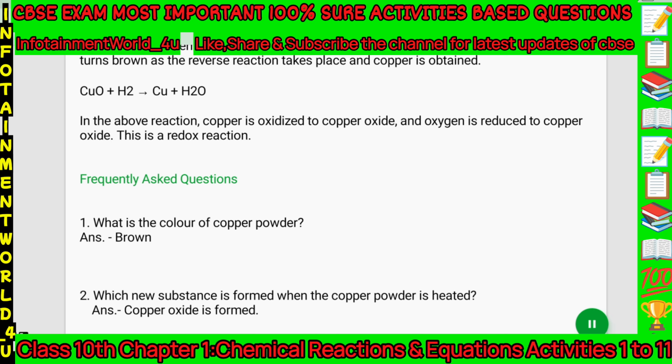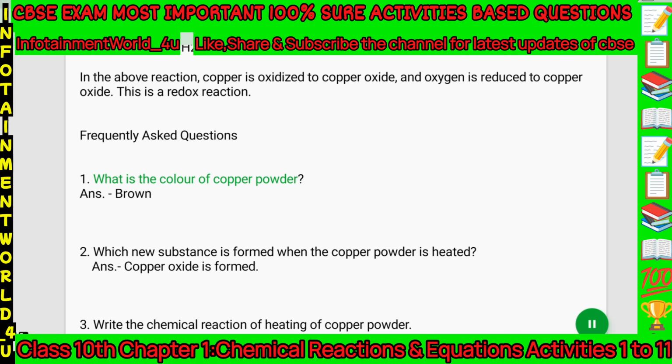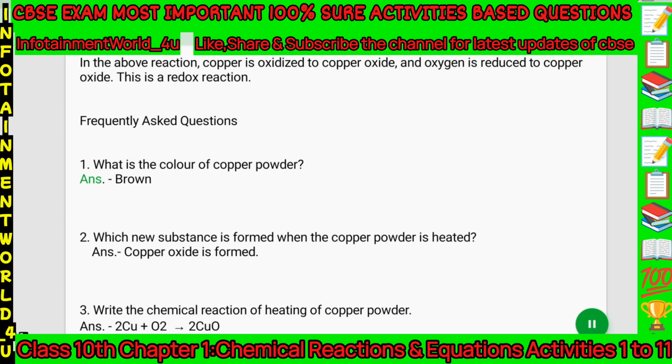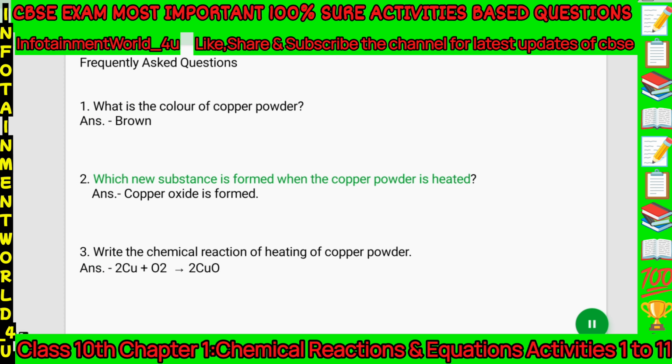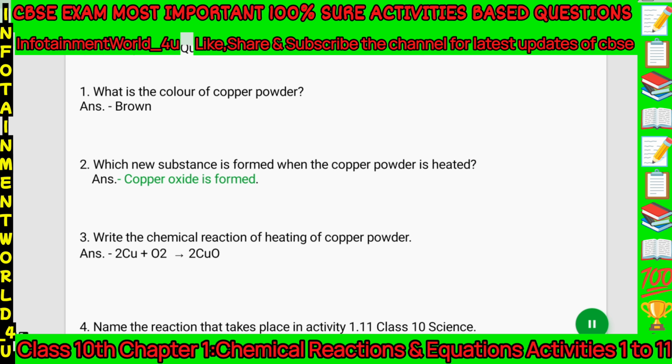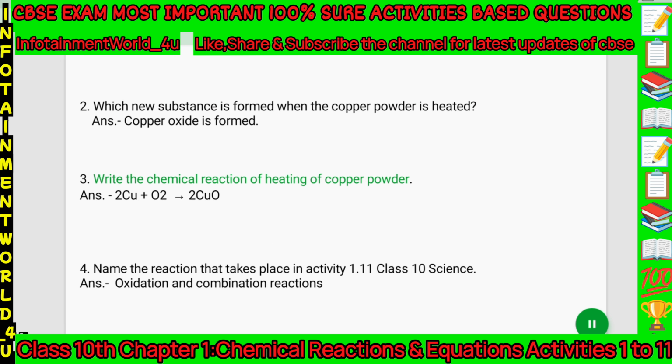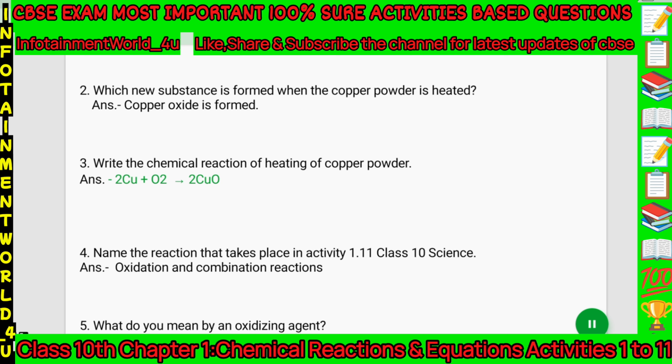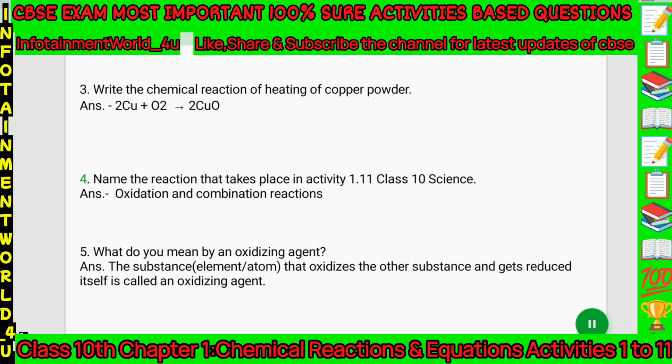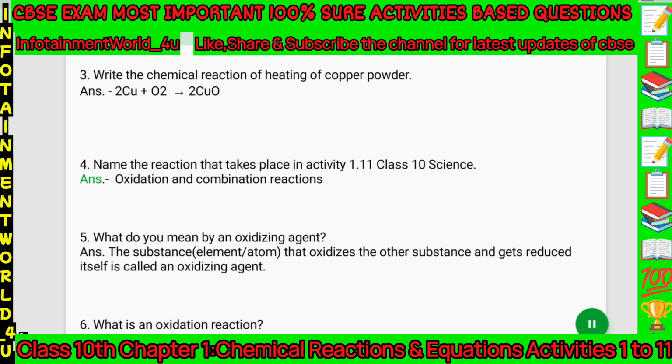Frequently asked questions. 1. What is the color of copper powder? Ans. Brown. 2. Which new substance is formed when the copper powder is heated? Ans. Copper oxide is formed. 3. Write the chemical reaction of heating of copper powder. Ans. 2 Cu + O2 → 2 CuO. 4. Name the reaction that takes place in activity 1.11 Class 10 Science. Ans. Oxidation and combination reactions.